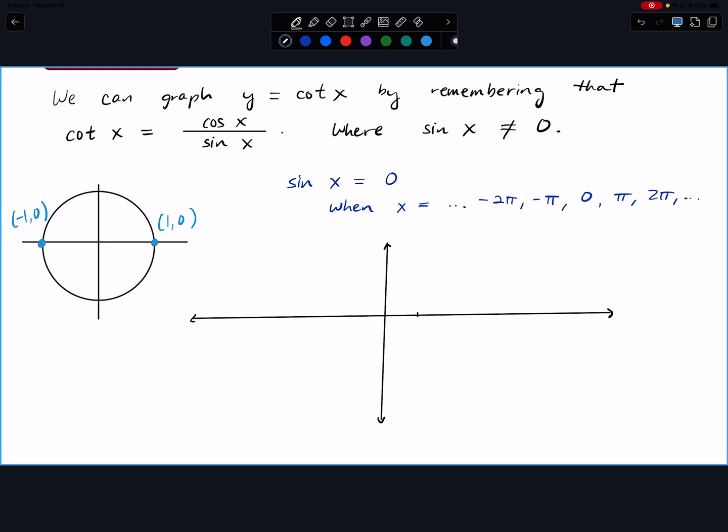So just go ahead and label the graph how I'm going to label it right now.